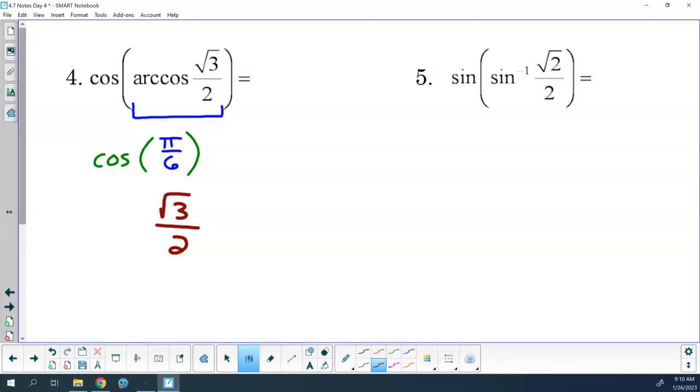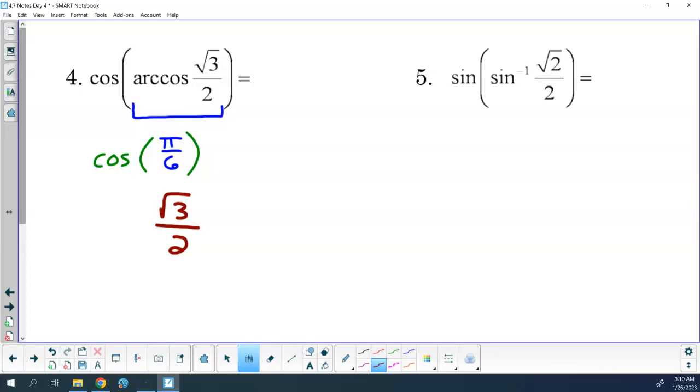Now, because it's cosine, we could have also just canceled out the inverse cosine or the arc cosine and the cosines, because those are inverse functions, and we're in quadrant 1. With sines and tangents, we have to be cognizant of the fact that if we're in quadrant 4, then we have to have negative angle values. Okay?